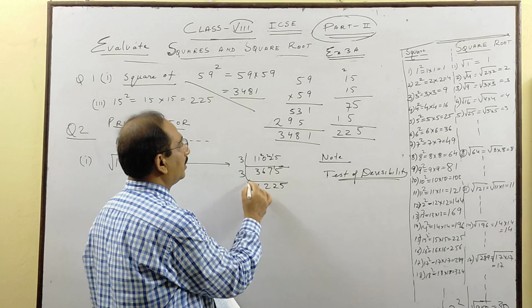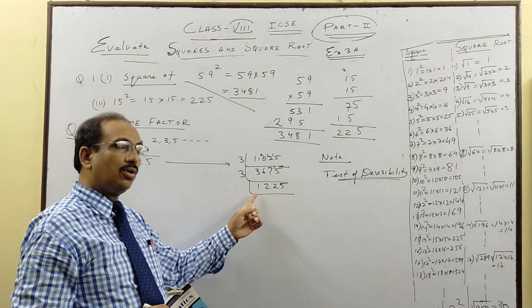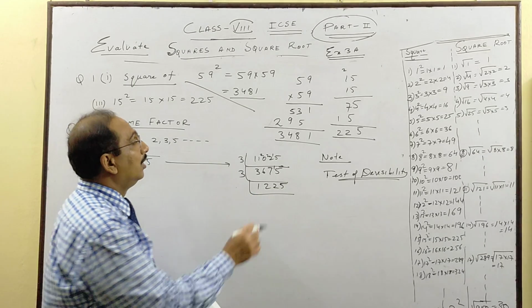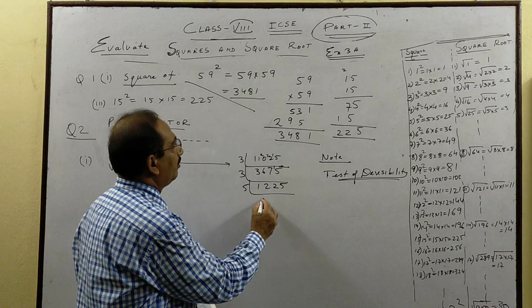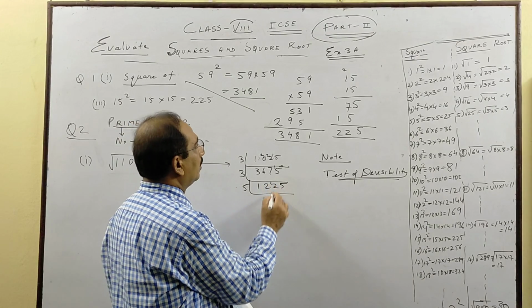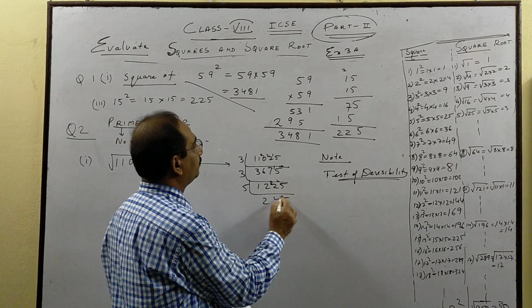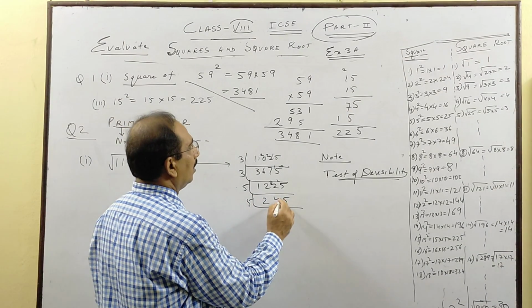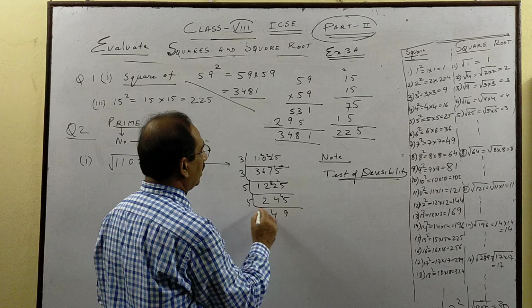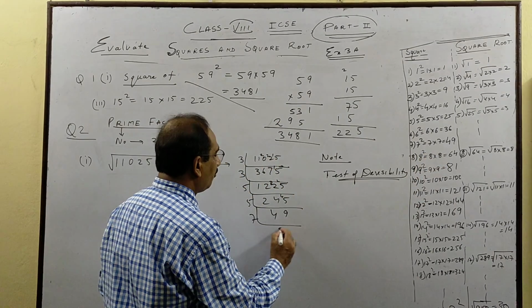Now this number will not go by 2, and it will not go by 3, because the digit sum is 10. So since 5 is at the end, we will try with 5. 5 2s are 10. 5 4s are 20, 22 is left. Again let us do with 5. 5 4s are 20, 4 remains. 49. And as you know, 49 is 7 into 7.